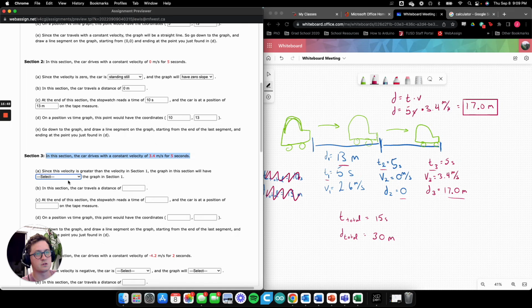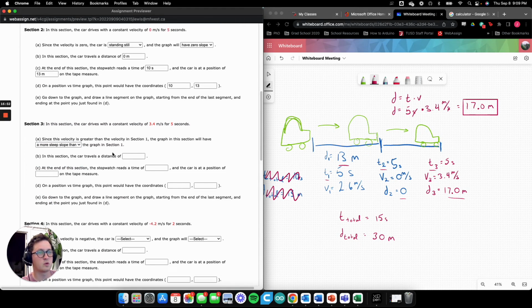Since this velocity is greater than it was at the beginning, this section of the graph will be steeper. The more velocity, the more slope. More slope means steeper. In this section, the car travels a distance of 17 meters. At the end of the section, the stopwatch will read the total time of 15 seconds. The car is at a position of total distance, which is 30 meters. On a position time graph, it would have the coordinates of 15, 30.